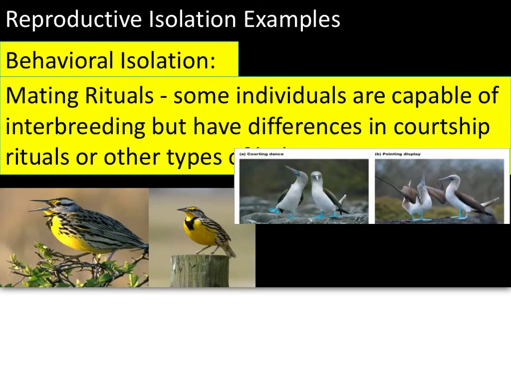Another example of reproductive isolation is behavioral isolation. There are different examples of that. Individuals can have different courtship rules or behaviors or rituals. Some might have different songs that they sing to attract mates, different courting dances or displays, or ways to present themselves. Those are what we talk about as being behaviors.